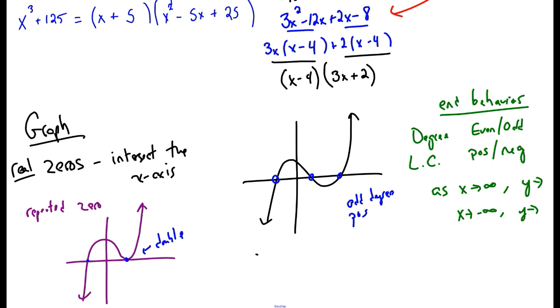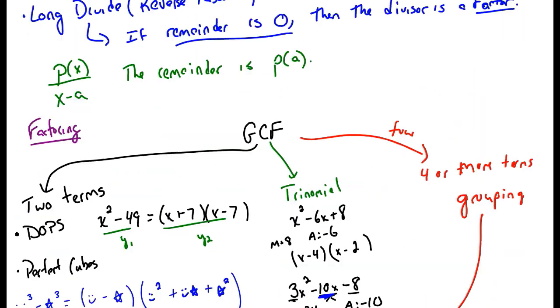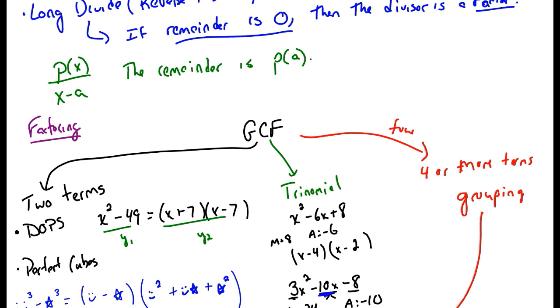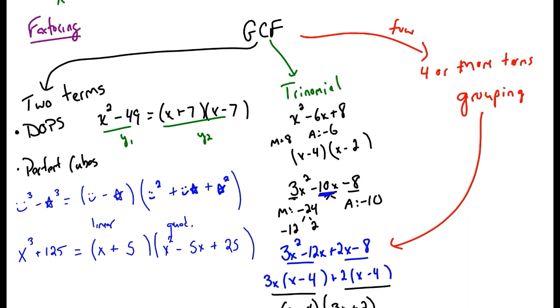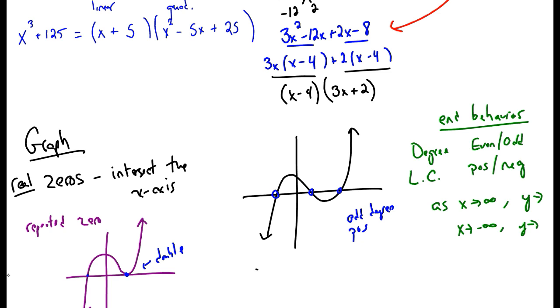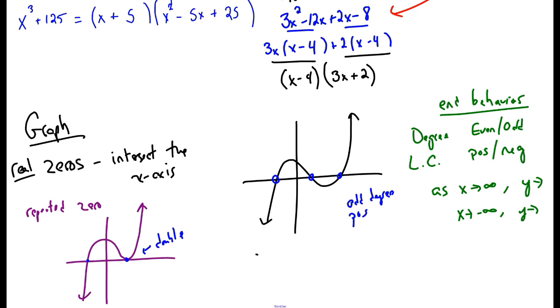Unit 1 was packed full of information, which is why it was the unit that never ended. But some big ideas that come from Unit 1: division and the remainder theorem, all of our factoring strategies, and putting those together to sketch graphs and to graph polynomial functions.